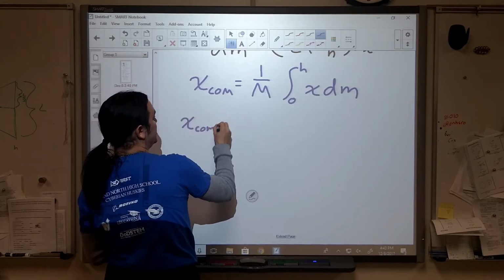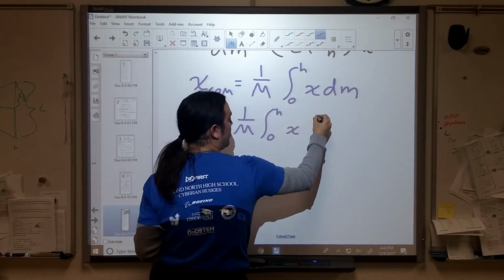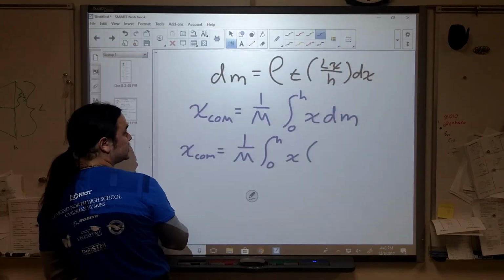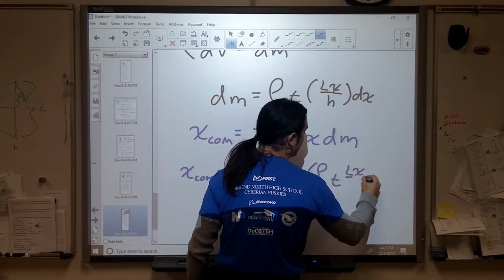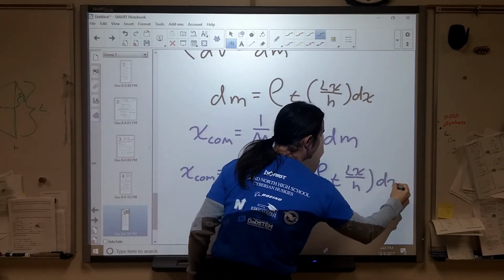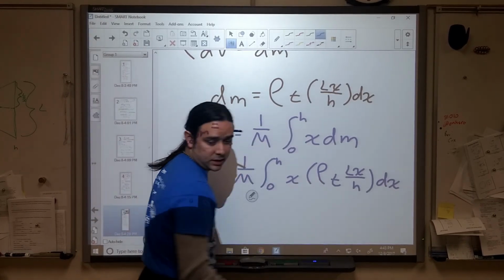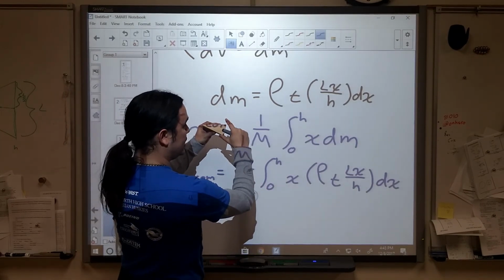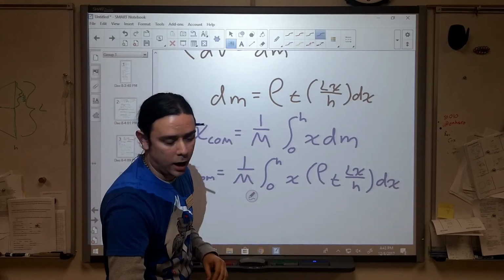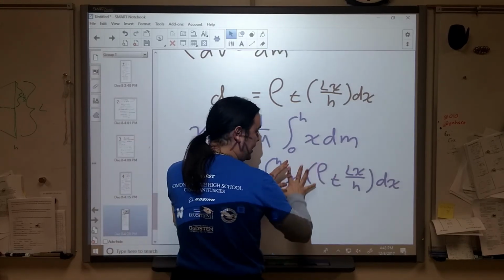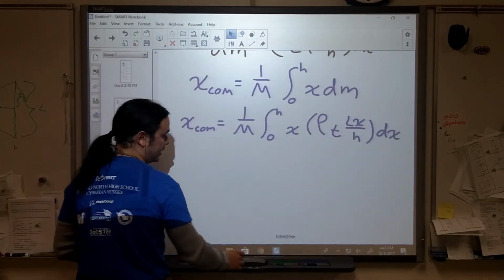So now we can rewrite this because we now know that dm for this problem can be expressed as rho, the density of the wood, times t times Lx over h times dx. Rho is a constant, t is a constant, L is a constant. The length here is a constant, and h is a constant because we're dealing with a real-life physical object. In short, everything here is a constant except for x and dx.